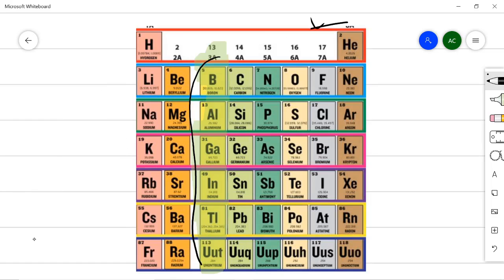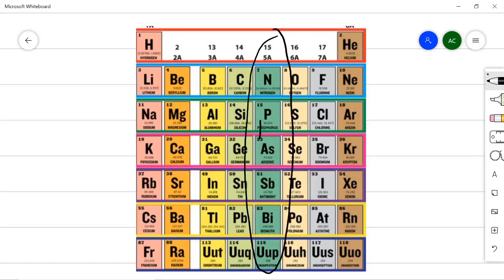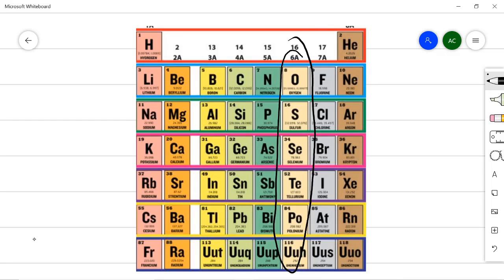So this is the third group, starting from boron. Boron is the first member, so this is group 13, known as the boron family. The 14th group is known as the carbon group because carbon is the first member. Then we have group number 15, starting from nitrogen. Nitrogen is the first member, so this is known as the nitrogen family. Then we have oxygen as the first member of the oxygen family, that is group 16.